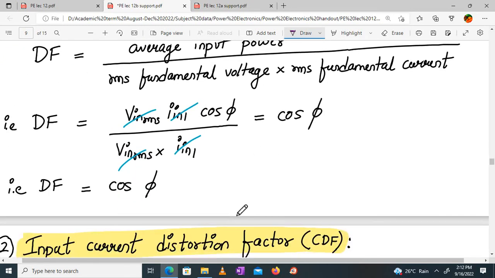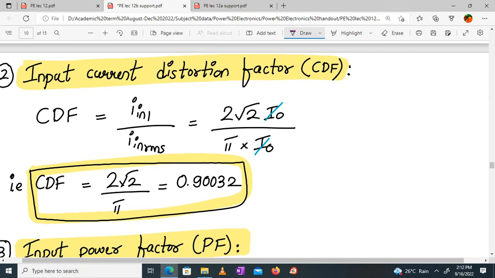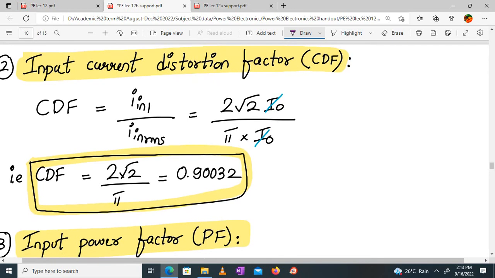Next, write down input current distortion factor (CDF). Its definition is IN of 1 divided by IN RMS. What is the formula for IN of 1? 2 root 2 I naught upon pi. And what is the formula for IN RMS? I naught. You have just written it, right? So what is CDF? 2 root 2 upon pi. Irrespective of anything, if it comes in the exam, directly write this. You'll get full marks because it's a constant, right? It's 90%. Current distortion factor is 90%.